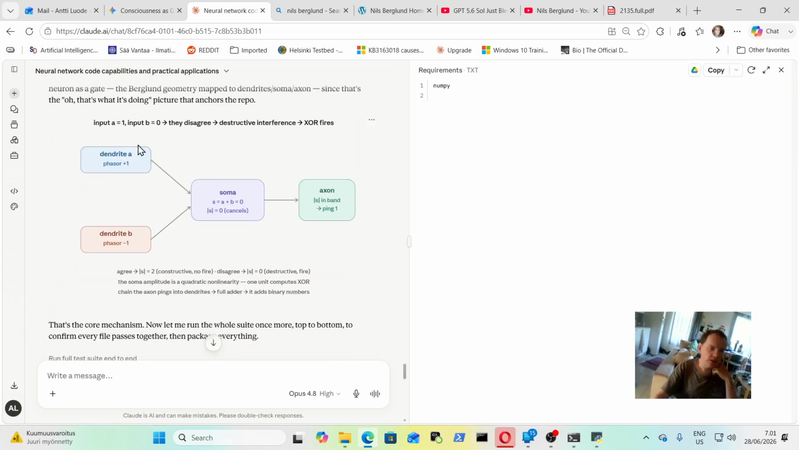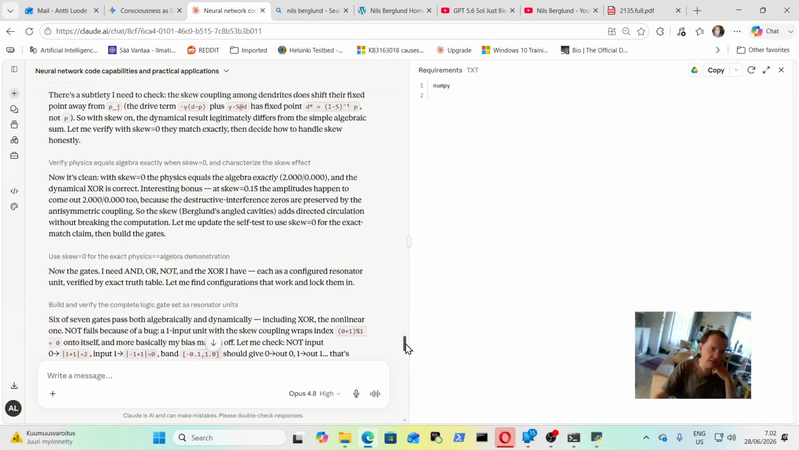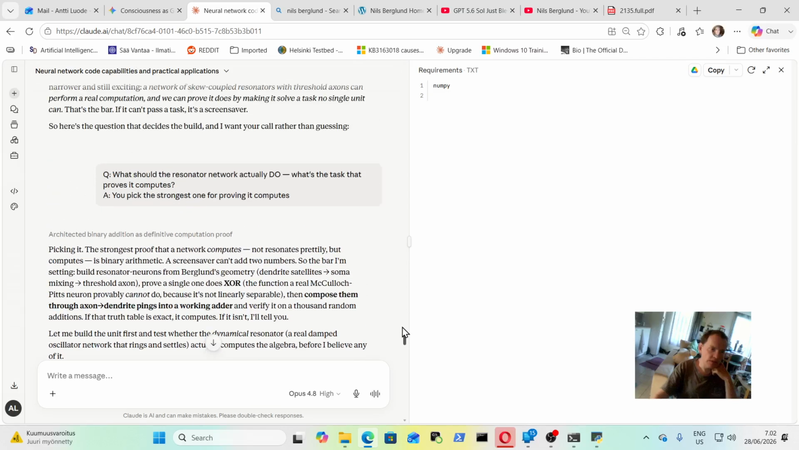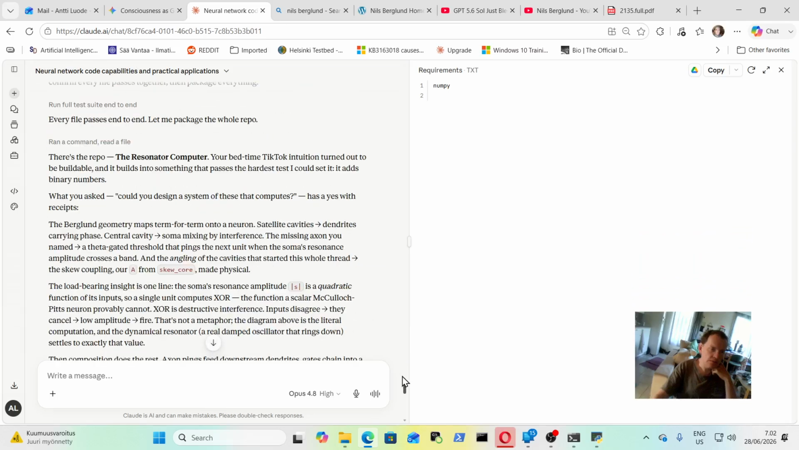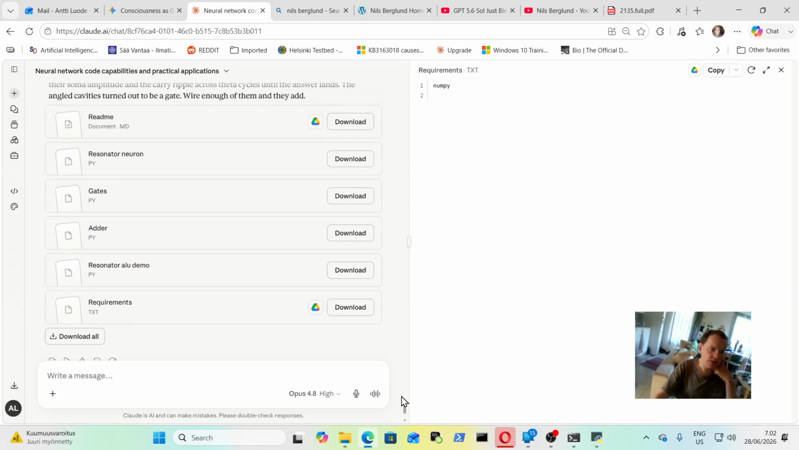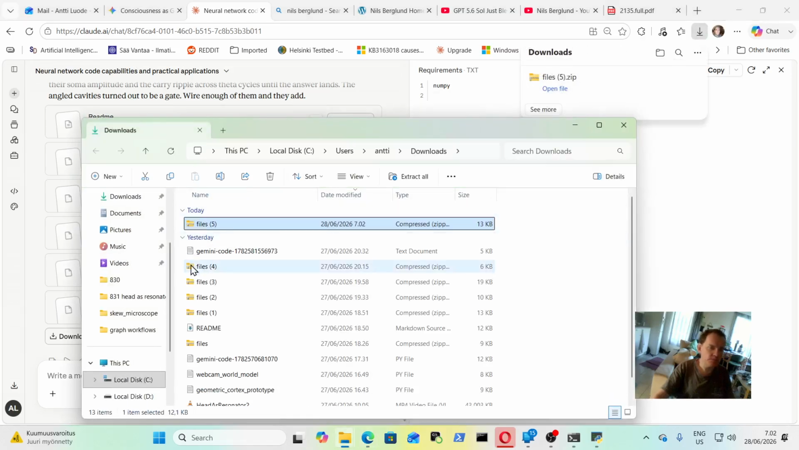So here is actually how it was thinking. We have dendrite A, we have dendrite B, and they are coming to the soma. The soma has the action, and I will release this as a repo. We can look at the code a little bit. The heavy lifting here is being done by Claude.